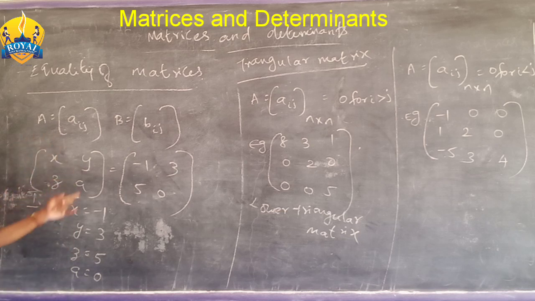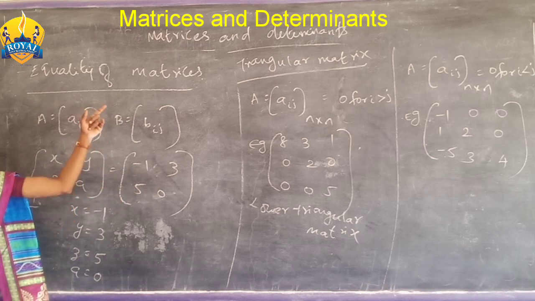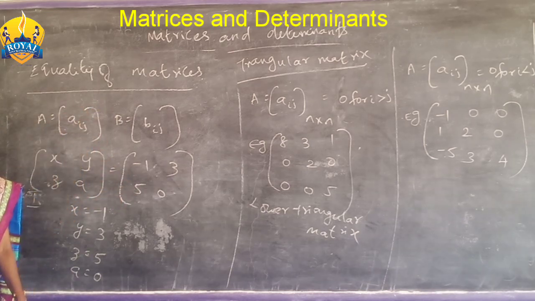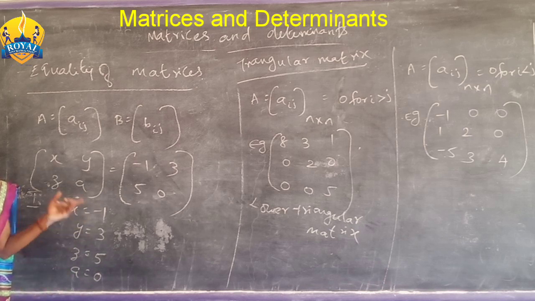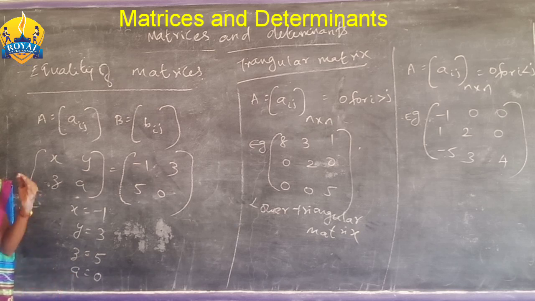I am able to find out all the unknowns since the corresponding entries are equal for equality of matrices. Follow, children. So with the help of all these kinds of matrices, because we have still more introductions, we will go ahead with the exercise problems.